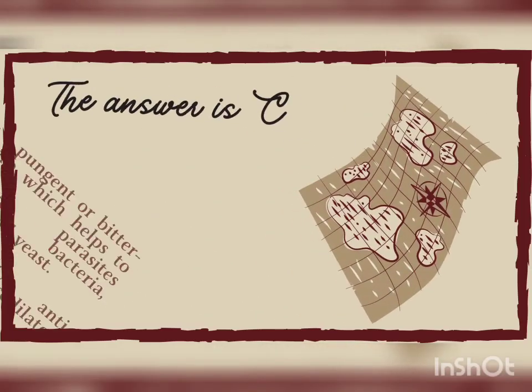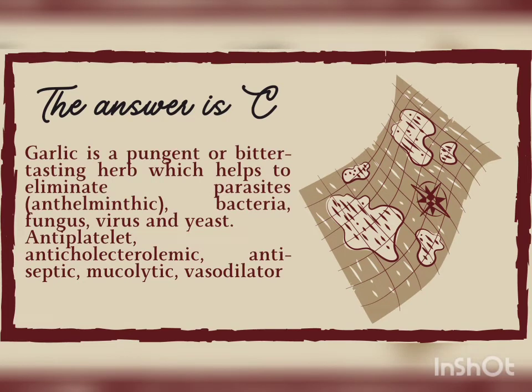The answer is C. Garlic is a pungent or bitter-tasting herb which helps to eliminate parasites, bacteria, fungus, virus, and yeast. It is also antiplatelet, anticholesterolemic, antiseptic, mucolytic, and also a vasodilator.